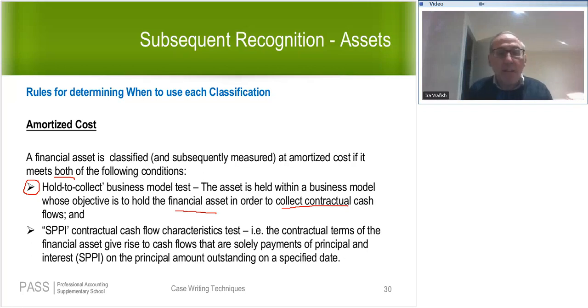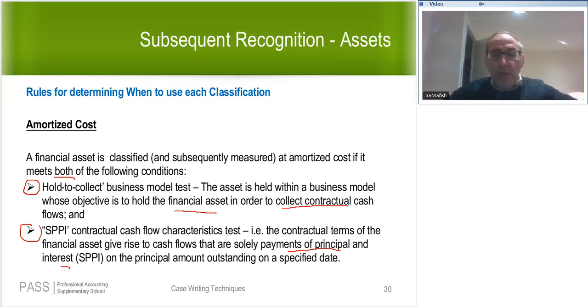Number two, I meet what's called the SPPI contractual cash flow characteristic test. SPPI, what do I mean by that? It stands for solely payments of principal and interest. What this means is the following. The contractual terms of the asset give rise to cash flows that are solely payments of principal and interest on the principal outstanding on a specified date.